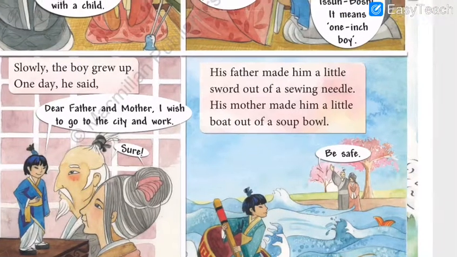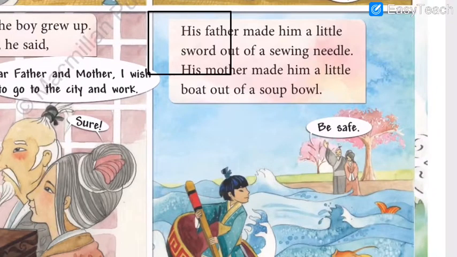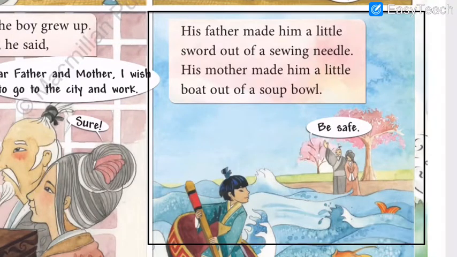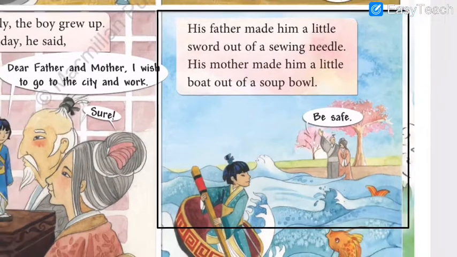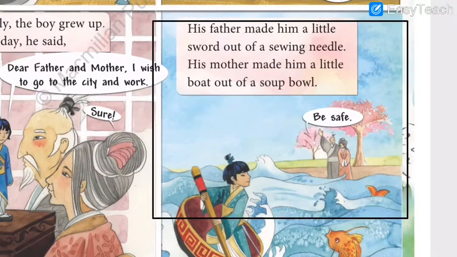And now I will bring this part in the center of the screen, and if you can see this scene, the last scene is that the boy is going to the city. Now let us read: His father made him a little sword out of a sewing needle. His mother made him a little boat out of a soup bowl.